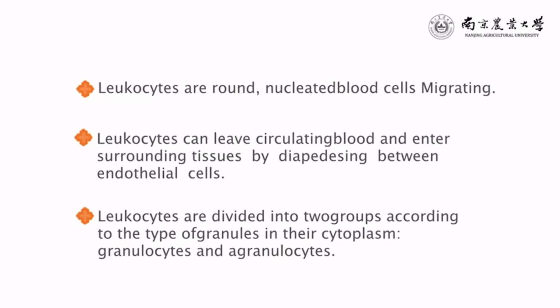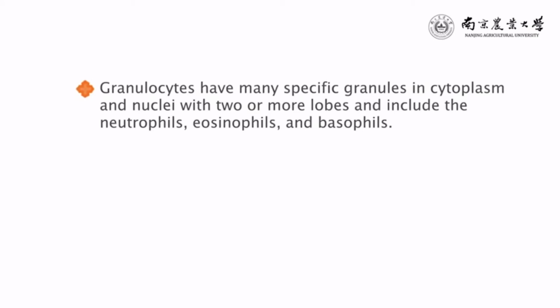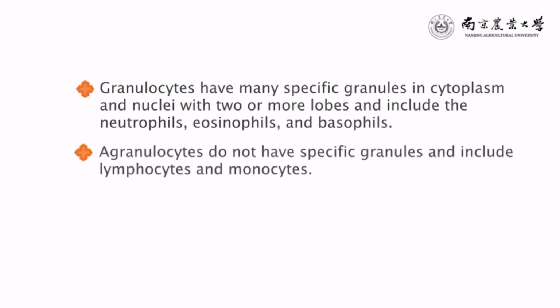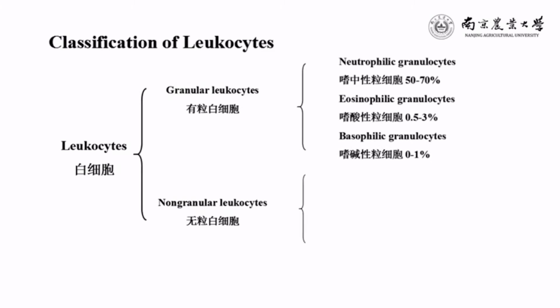granulocytes and agranulocytes. The granulocytes have many specific granules in the cytoplasm and nuclei with two or more lobules, and include the neutrophils, eosinophils, and basophils. Agranulocytes do not have specific granules and include lymphocytes and monocytes. This is the classification of leukocytes. We can see the leukocytes can be divided into two parts, granular leukocytes and non-granular leukocytes.